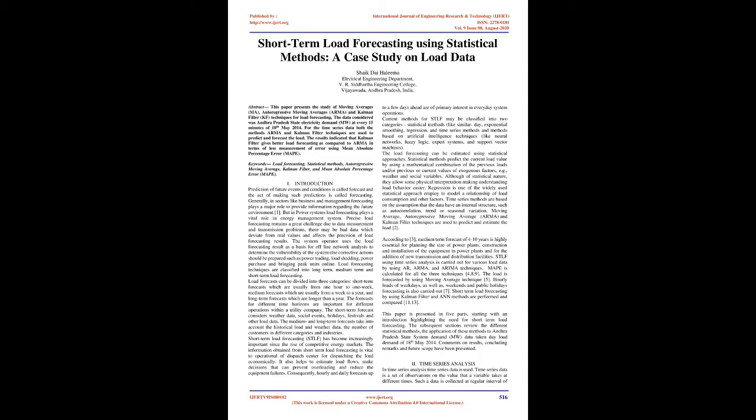For the time series data, both the methods ARMA and Kalman Filter techniques are used to predict and forecast the load. The results indicated that Kalman Filter gives better load forecasting as compared to ARMA in terms of less measurement of error using mean absolute percentage error, MAPE. Keywords: load forecasting, statistical methods, autoregressive moving average, Kalman Filter, and mean absolute percentage error, MAPE.